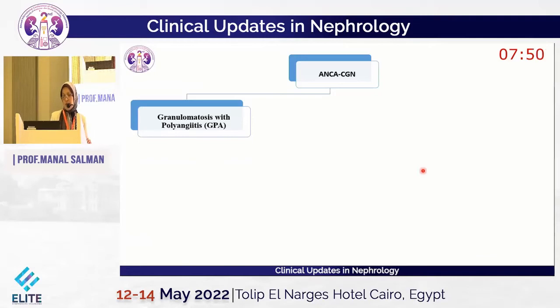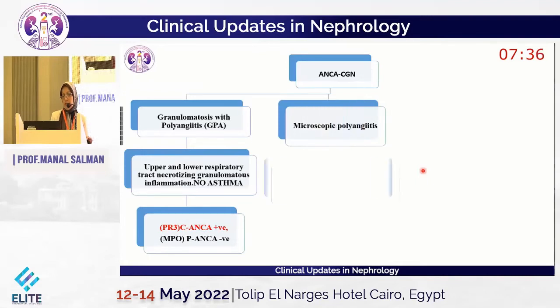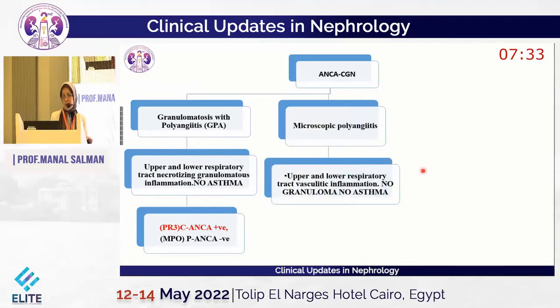We have granulomatosis with polyangiitis, which was formerly known as Wegener, which has upper and lower respiratory tract necrotizing granulomatous inflammation without asthma, and it is associated serologically with C-ANCA, which is proteinase 3 ANCA. We have microscopic polyangiitis that has upper and lower respiratory tract vasculitic inflammation, but without granuloma or asthma, and is associated with MPO, P-ANCA positive.